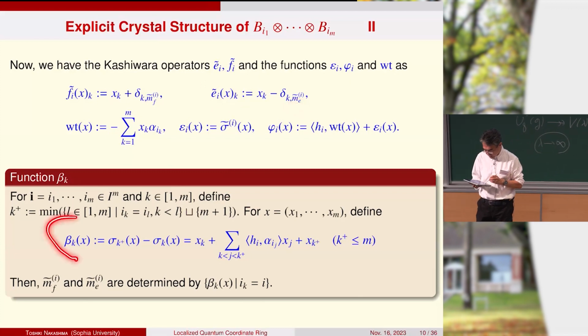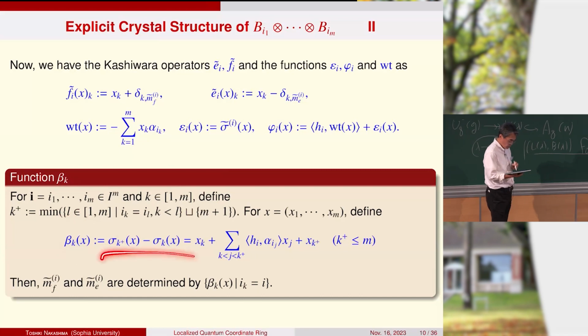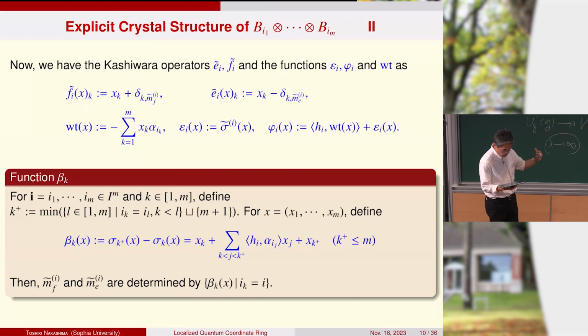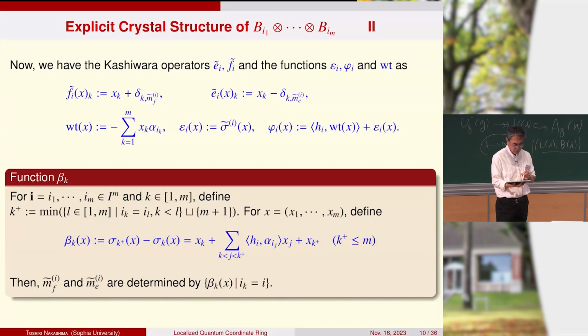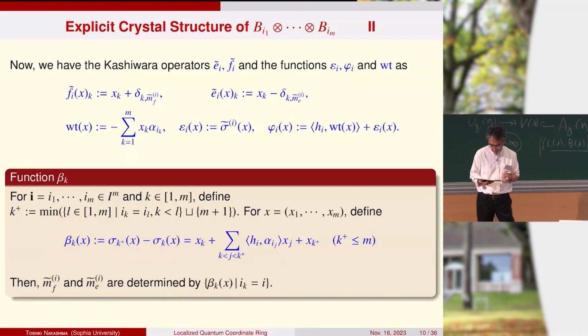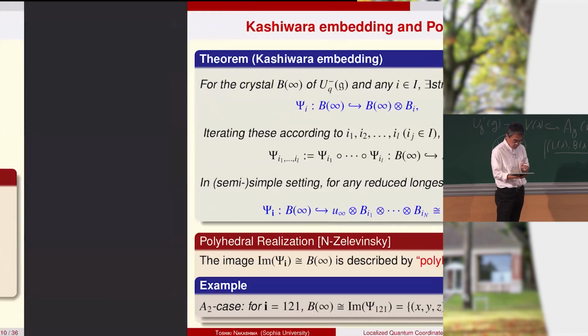And also we need one other linear function, beta k, which is just the difference of this. k plus is the nearest index bigger than k with the same index, ik or il. This is the difference of the sigma k's. This is the beta k of x.